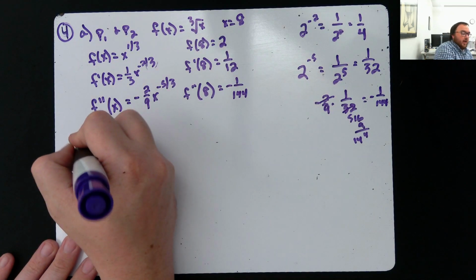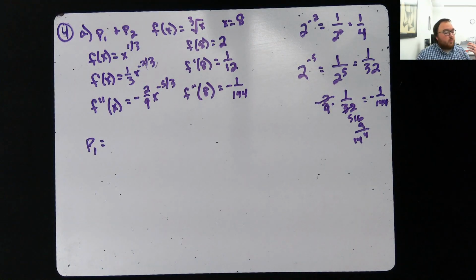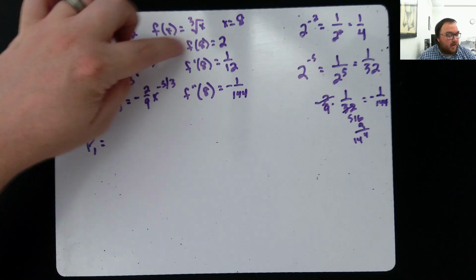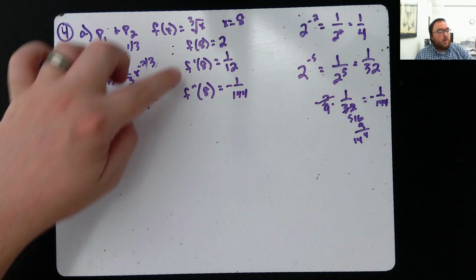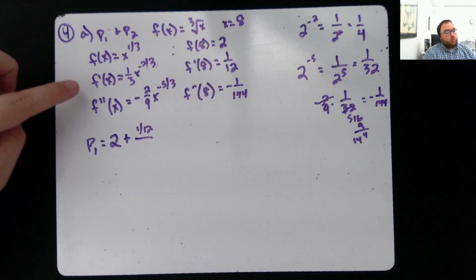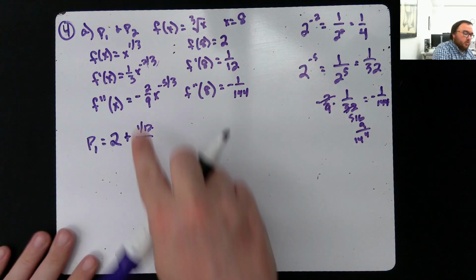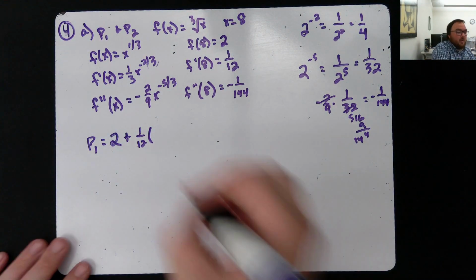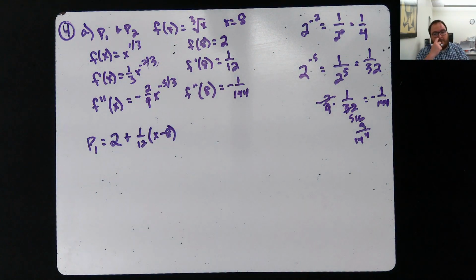So for P1, I just want my first two. I just want these. Okay. So for P1, remember I always start with just f at 8. F at 8 is 2, so it's just 2. Plus what I got right here, which is 1 over 12, over 1 factorial, which is just 1. So I'm just going to rewrite it as 1 over 12. Times x minus a, which is x minus 8, to the first. So I'm just going to leave it there.